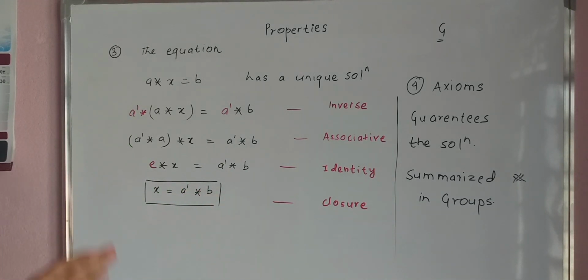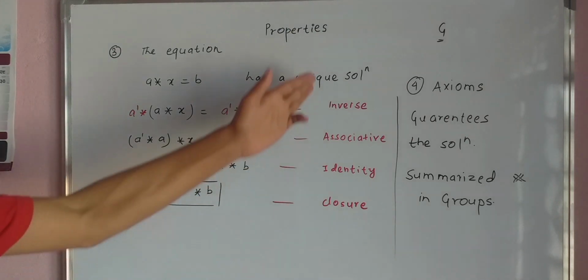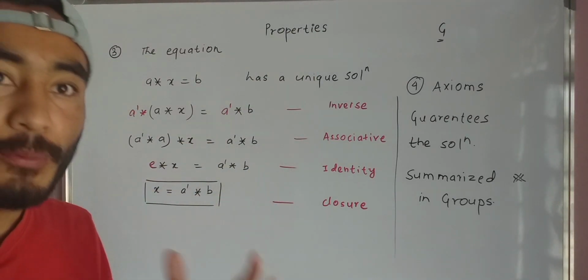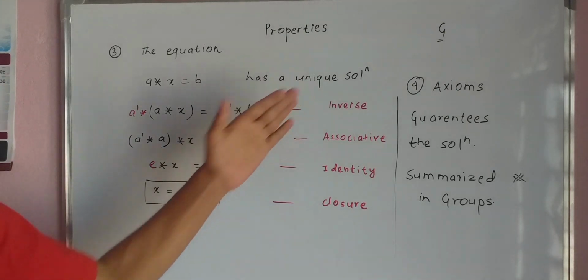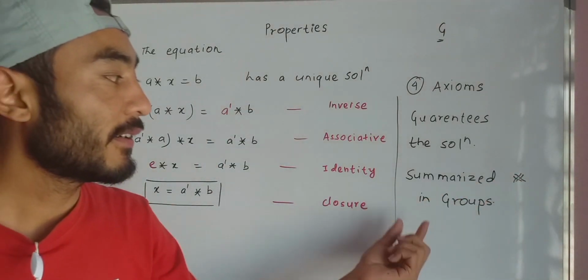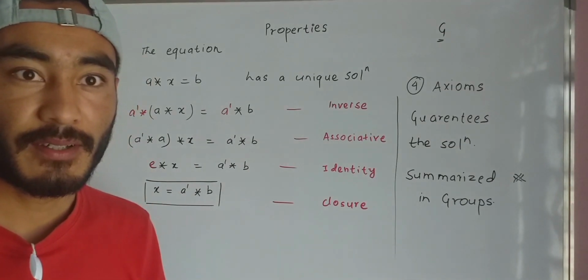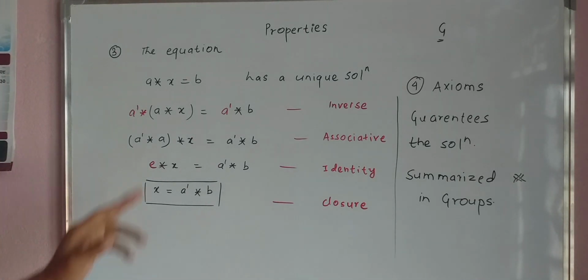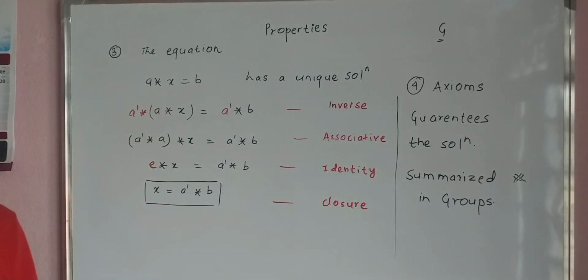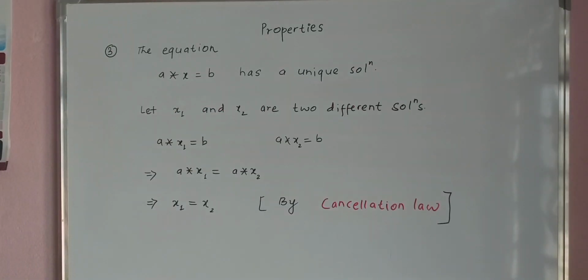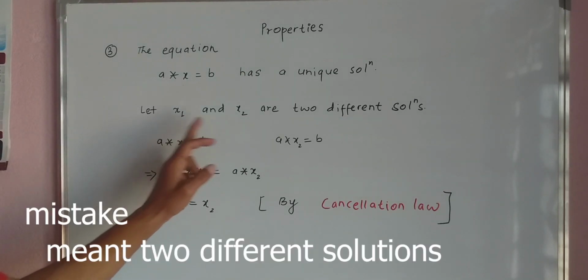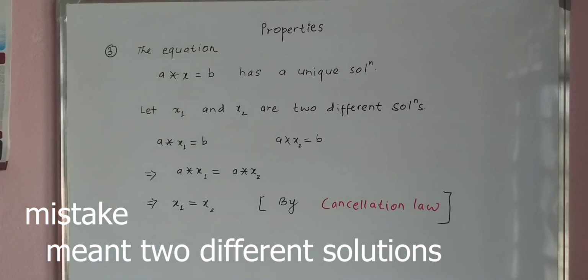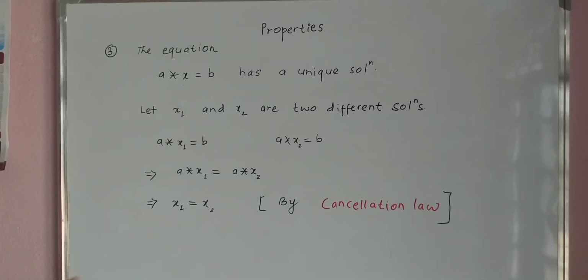So what guaranteed the solution of this equation? These four axioms, known as group axioms. These four axioms are summarized in groups. Next we show that the solution is unique. To show the uniqueness of the solution, as usual, we suppose two solutions, and we show that these two solutions are in fact the same solution.